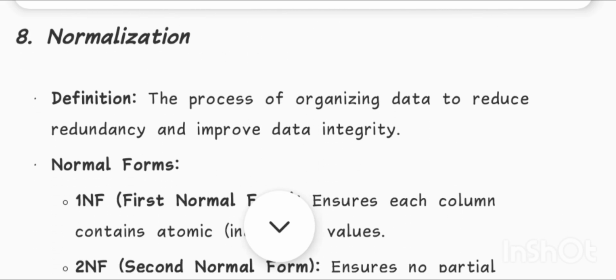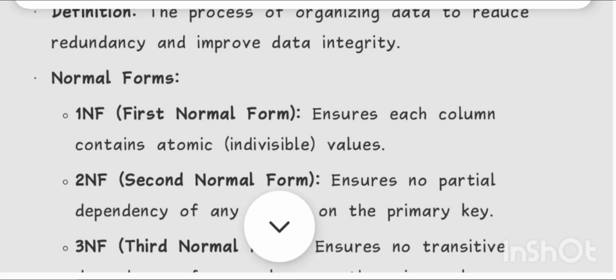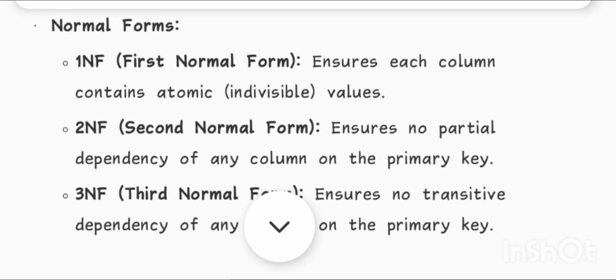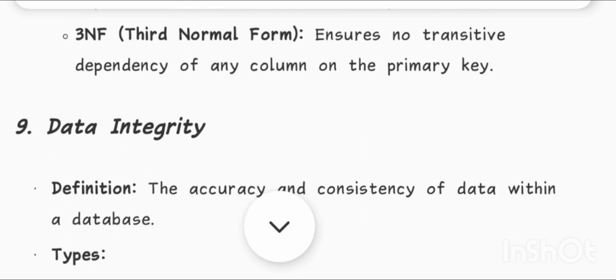8. Normalization. Definition: the process of organizing data to reduce redundancy and improve data integrity. Normal forms: 1NF, first normal form, ensures each column contains atomic, indivisible values. 2NF, second normal form, ensures no partial dependency of any column on the primary key. 3NF, third normal form, ensures no transitive dependency of any column on the primary key.